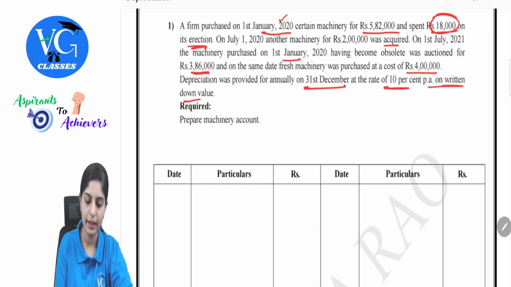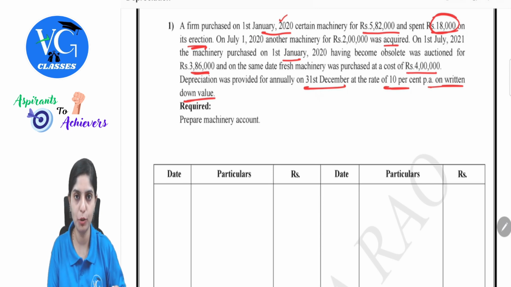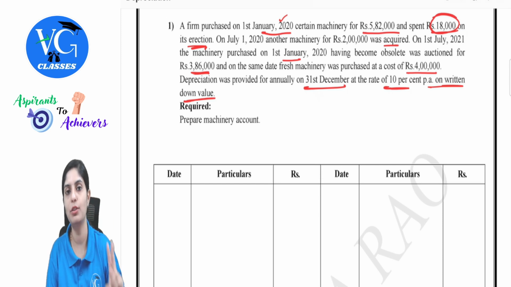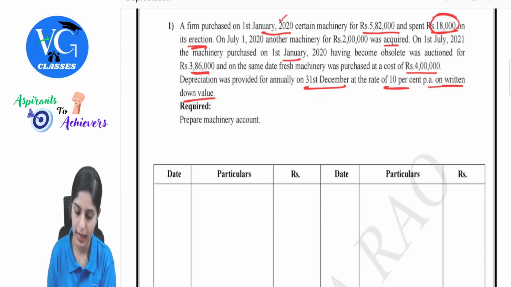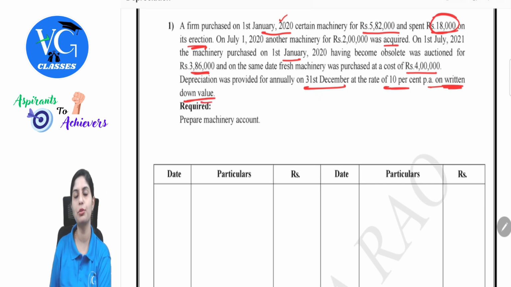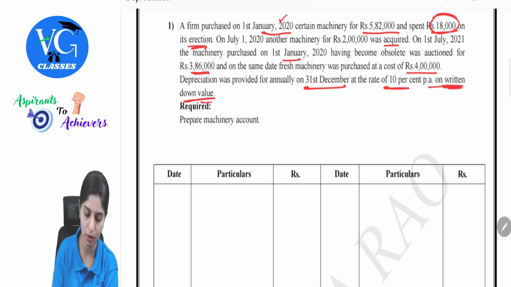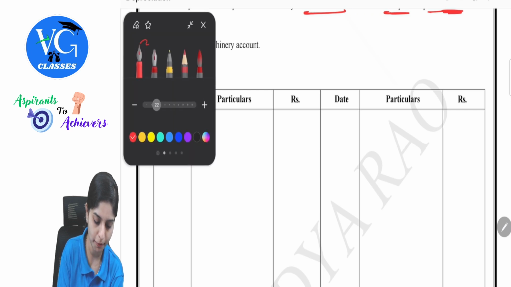On which method? Written down value method. First, you have to check what year they are following, and then check the method of depreciation. So in this case, they are following Jan to December, and then 10% on which method? Written down basis. They are asking you to prepare simply machinery account. So here you have drawn the ledger format. You also make sure you practice this with a proper format.